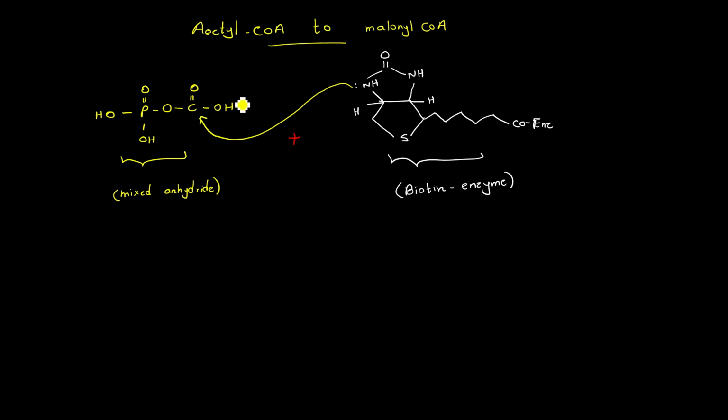I hope you know what happens in the Claisen reaction; I will not talk about the mechanism here. In the Claisen reaction, this will act as the leaving group, so a bond will be broken from here. With the reaction, a phosphate group will be removed from this.